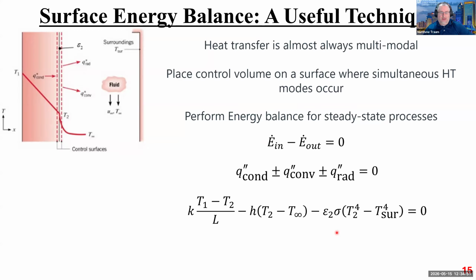A good way to deal with these multimodal heat transfer problems is to place a control volume, right? Remember control volumes from thermo and fluids. Place a control volume at the surface where simultaneous heat transfer processes are occurring. This is a special kind of control volume because it has no mass in it, right? It's shown here, drawn with a control surface on the very inside of a surface where multimodal heat transfer is occurring, and then another control surface on the very outside of where that is occurring.